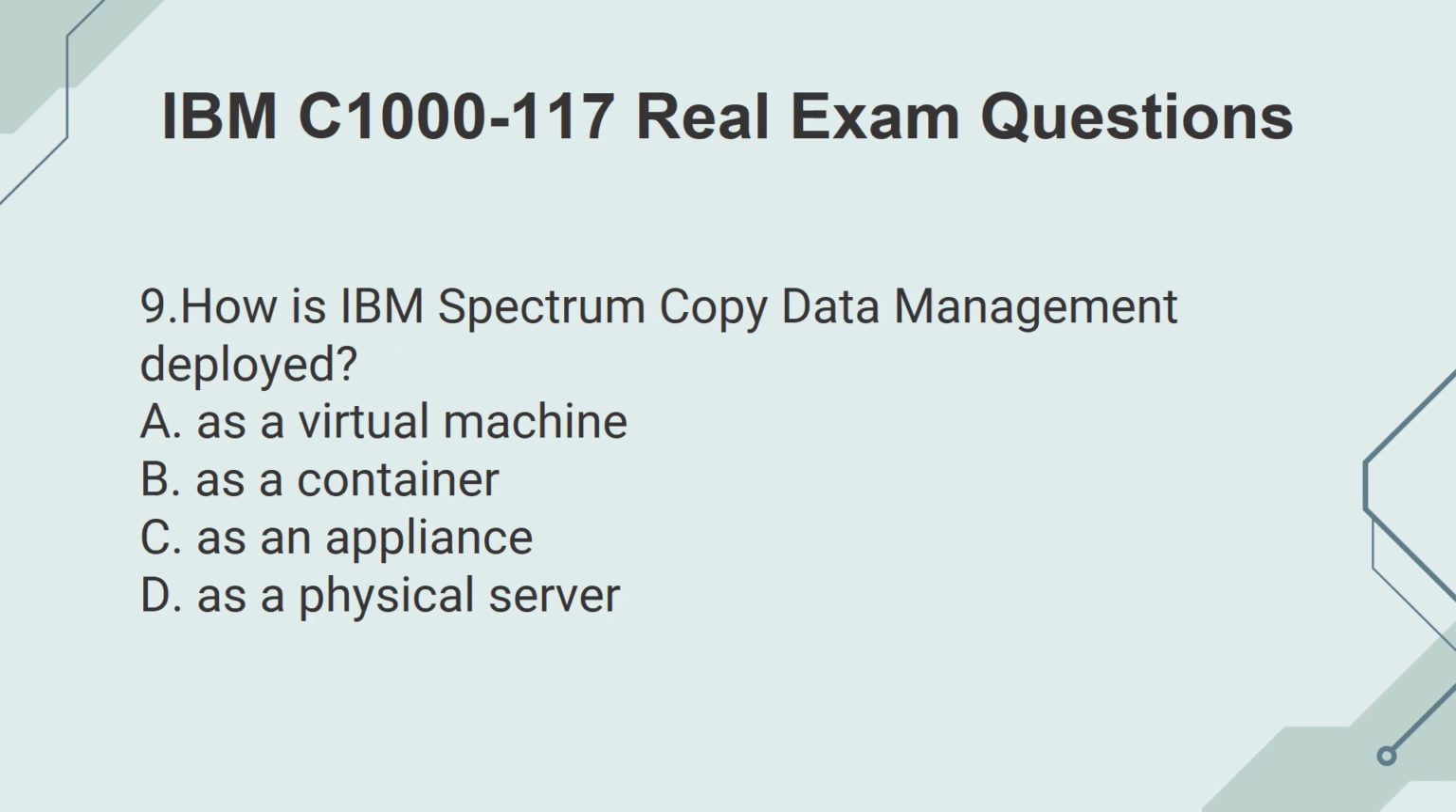9. How is IBM Spectrum Copy Data Management deployed? A. As a virtual machine. B. As a container. C. As an appliance. D. As a physical server.